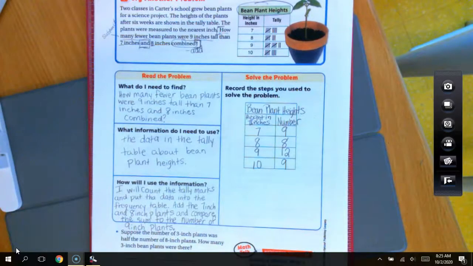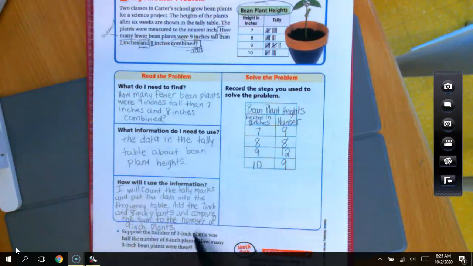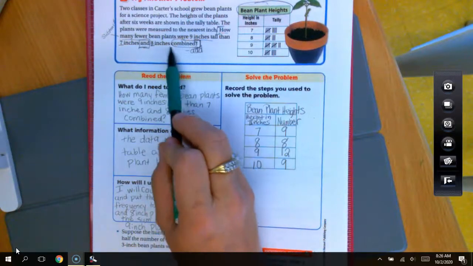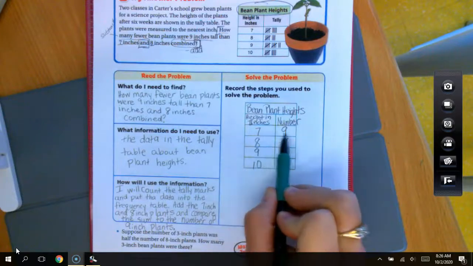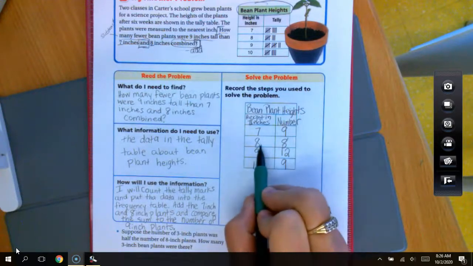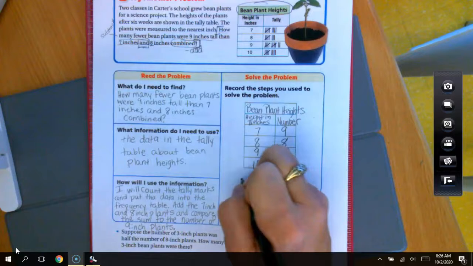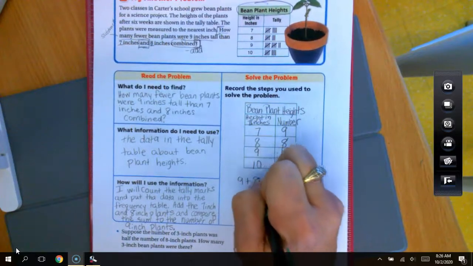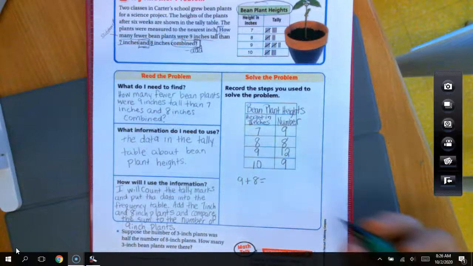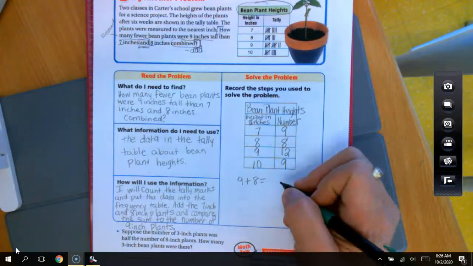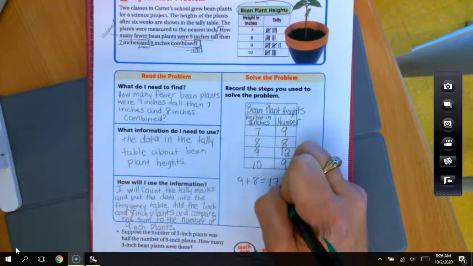Okay, now let's solve it. I know from this information that I wrote down, I first need to add the 7-inch and the 8-inch plants together because I needed to find out how much those were combined. So I'm going to go to my 7-inch plants. I have a 9. And my 8-inch plants, I have an 8. So I'm going to write 9 plus 8. Well, what is 9 plus 8? Well, 9 plus 8 is 17.